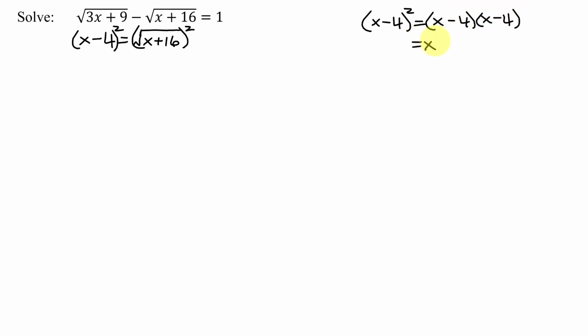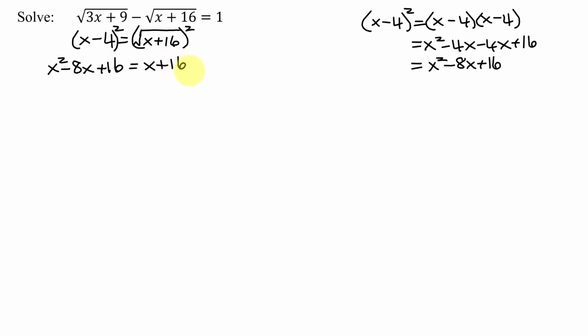X times x is x squared. Outer, x times negative 4 is negative 4x. Inner, negative 4 times x is negative 4x. And last, negative 4 times negative 4 is positive 16. So it's going to give me x squared, like terms in the middle, negative 4 and negative 4 is negative 8x, plus 16. So x minus 4 all squared is going to give me x squared minus 8x plus 16 equals, when I square a square root, again they undo each other, I'm just going to get x plus 16.